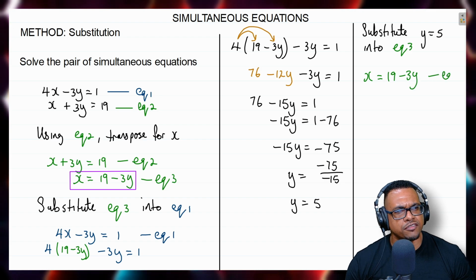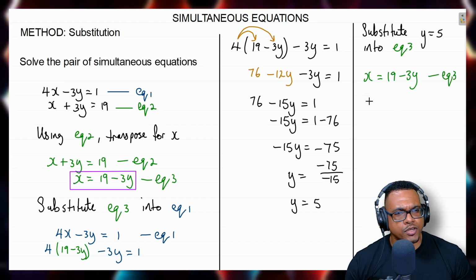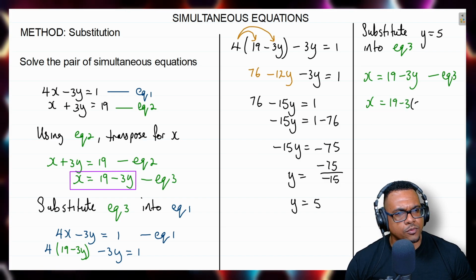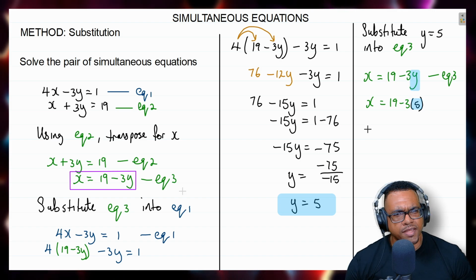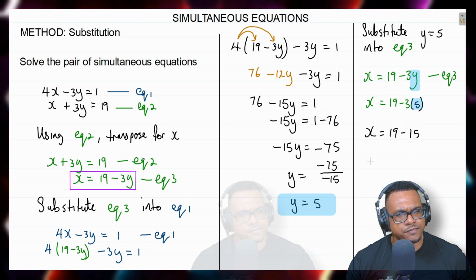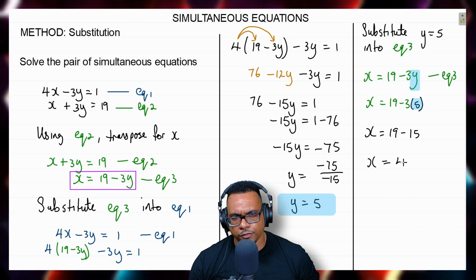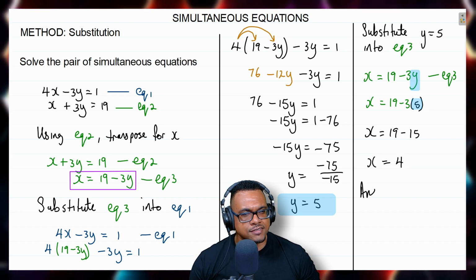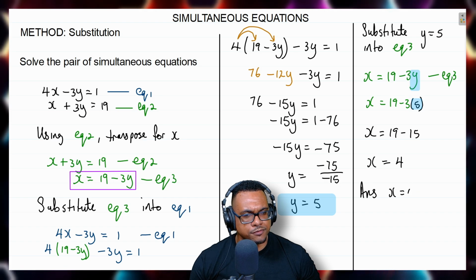That's my equation 3. So you're going to put x is equal to 19 take away 3 times y, and y is equal to 5. So we have x is equal to 19 take away 3 times 5, which is 15. So x is equal to 4. Well, 19 take away 15 is 4. So my answers, x is equal to 4, and we have y is equal to 5.